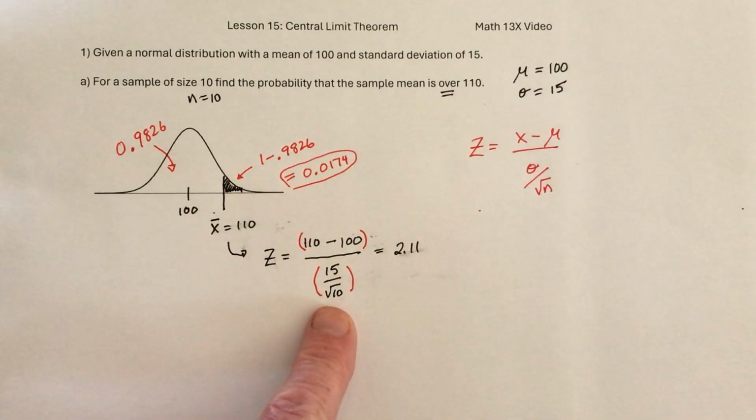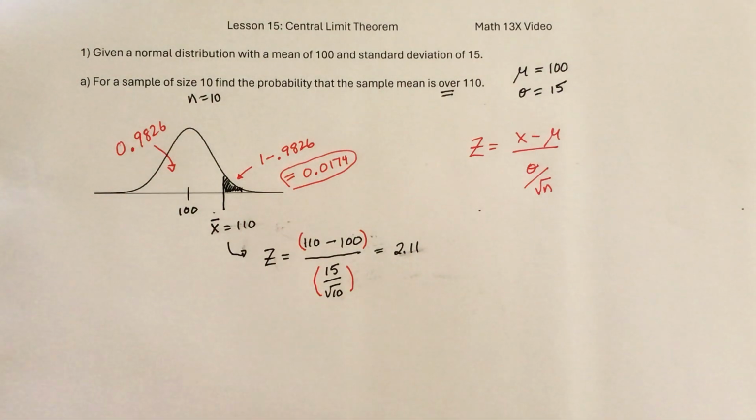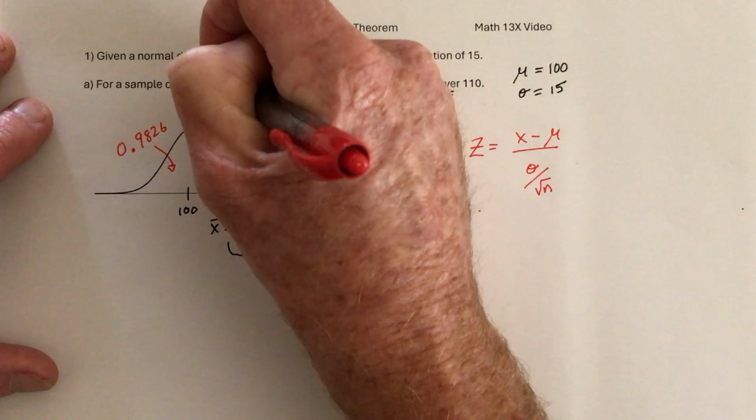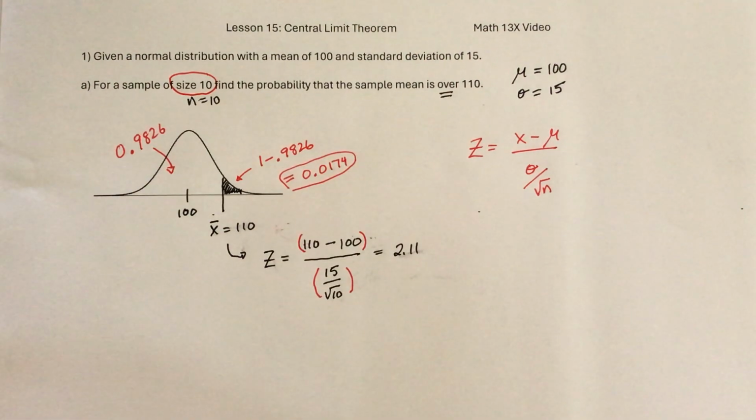But we do have to do this formula every time when it's the central limit theorem, which you'll know when it says you've got a sample size.